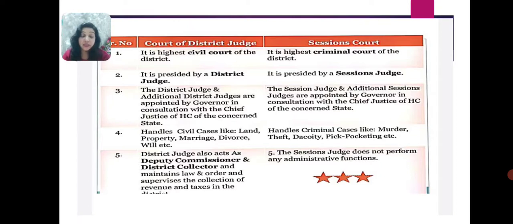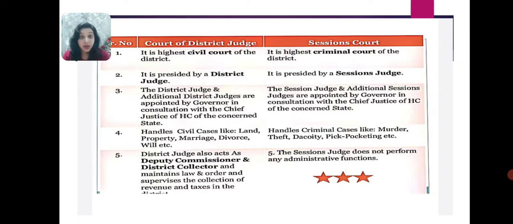So the district judge, that is DM, and additional district judge, ADM, are appointed by the governor in consultation with the Chief Justice of the High Court of the concerned state. Now, the High Court of Uttar Pradesh is in Prayagraj, and its Chief Justice is Mr. Rajesh Bindal. So with their consent, every district's DM will be decided and appointed.